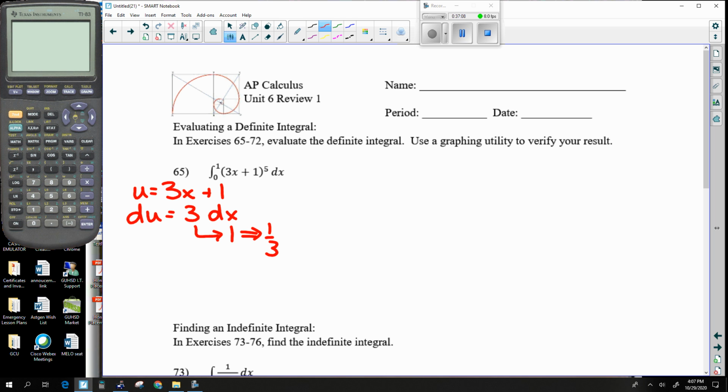Because this is a definite integral, we're going to reevaluate the limits before we do anything. So 1, again, you plug it into U. So 3 times 1 plus 1, and 3 times 0 plus 1. So I reevaluate the limit, and it's going to cost us a 1/3 to do this process.